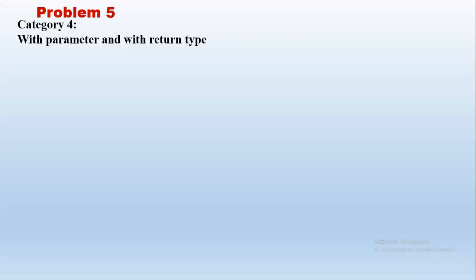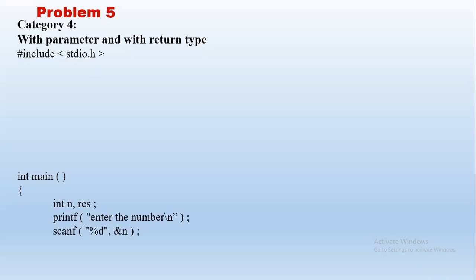Here we need to pass the parameter, so we need that value n. Then we have a return type. We want to store the answer also, so we'll declare res. Next, we will take input. We have to pass a parameter, and we need its value, so take input n. If we enter 6, for example, n is 6. So we are going to pass that parameter.